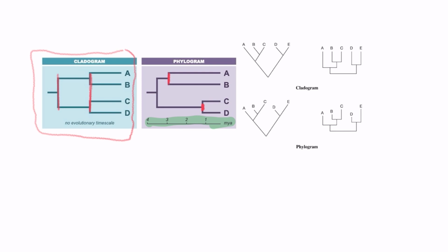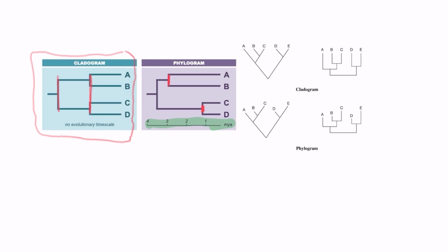Okay, this is also an example of a cladogram. Here you can see these are in the same line. Okay, the same line. It will not give you information about the evolution, and it will not give information about the time, the divergence time.